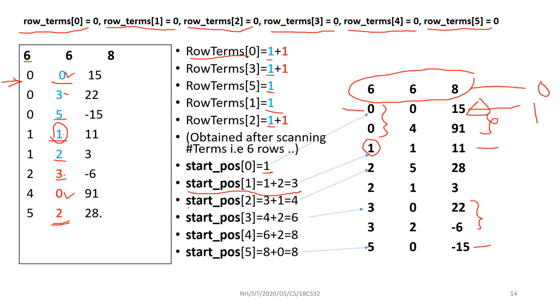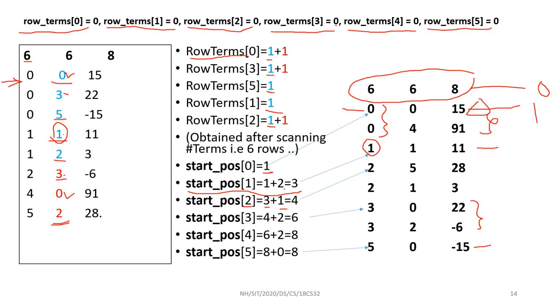So the second index starts in the next place. How to get that one? The starting position for the second column is the starting position of 1, the previous one, plus row terms of 1. What is the row terms of 1? 1.